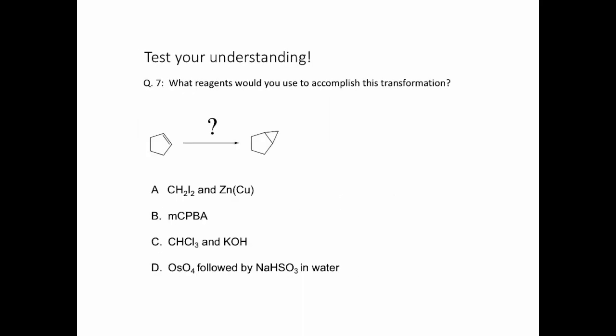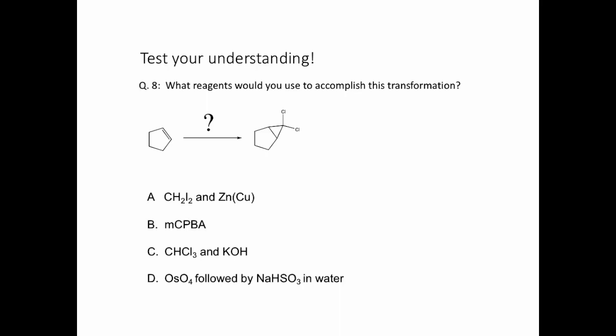Now sometimes instead of asking you to give me the product, I might give you the product and ask you to give me the reagents. So if you wanted to take this cyclopentene and convert it to that cyclopropane, what set of reagents would you use? CH2I2 and a zinc copper alloy, MCPBA, chloroform and potassium hydroxide, or osmium tetroxide followed by sodium bisulfite and water. And finally, what if you wanted the dichlorocyclopropane? Which of these 4 reagents would you use?